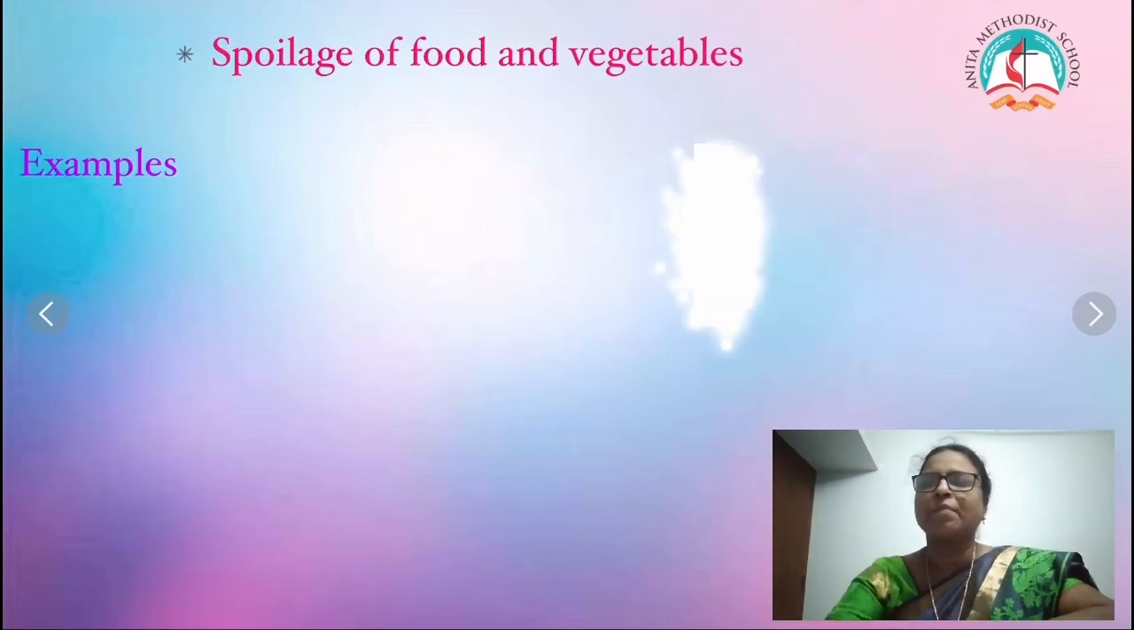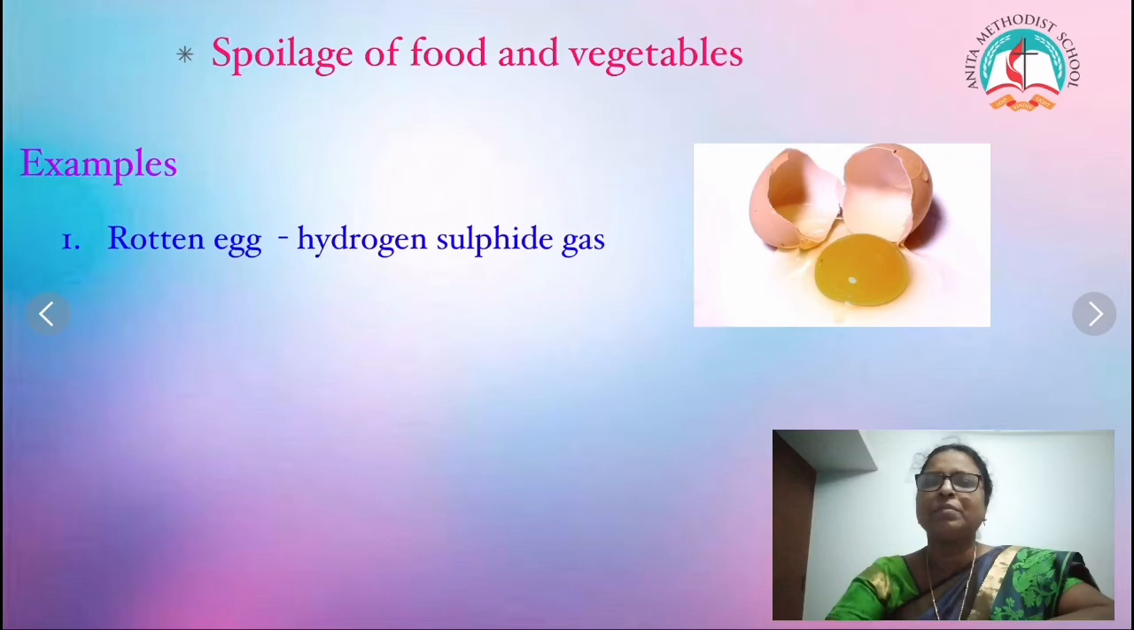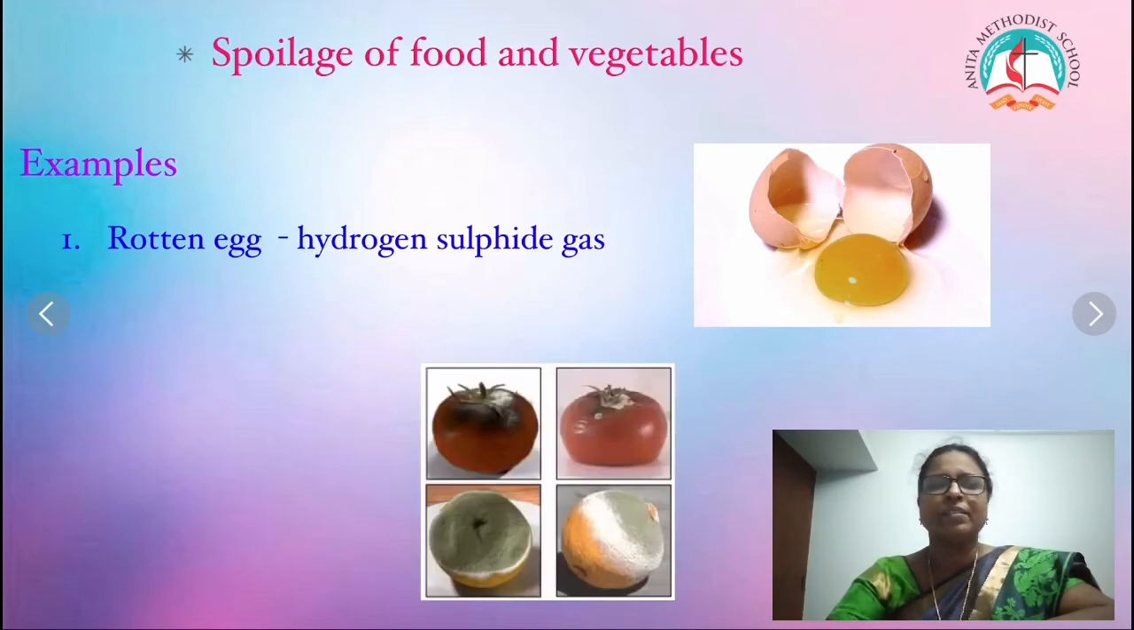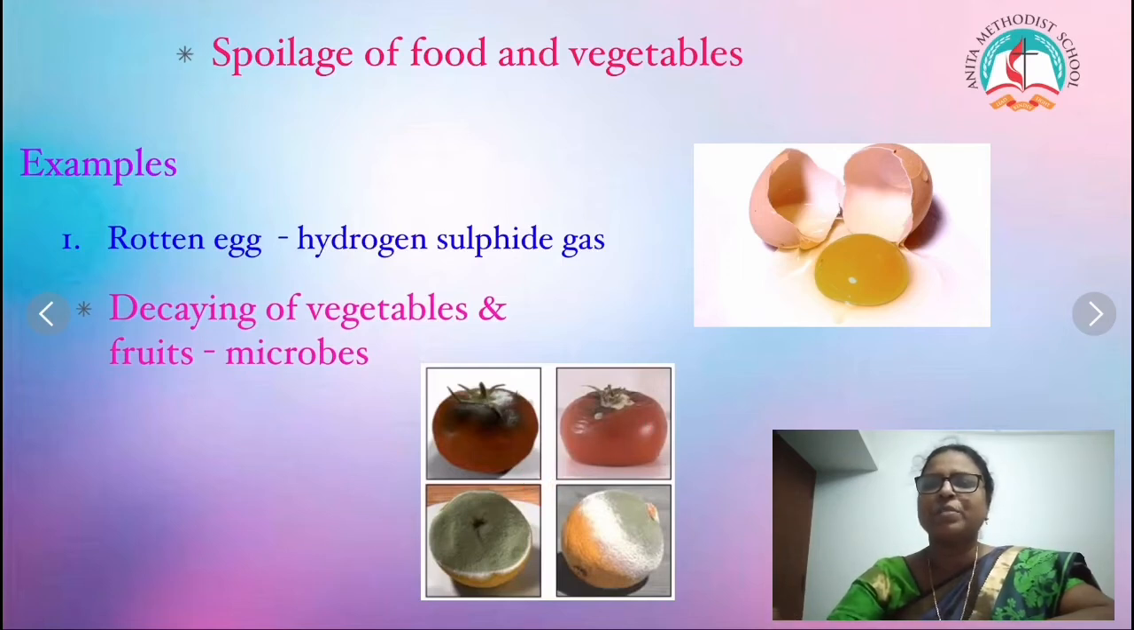You can see some examples. Here, this is a rotten egg, isn't it? Rotten eggs develop a bad smell due to the formation of hydrogen sulfide gas. The next example is the decaying of vegetables and fruits due to microbes.